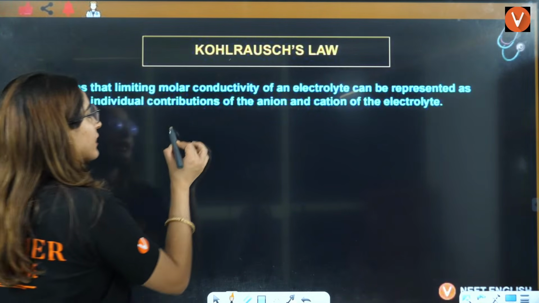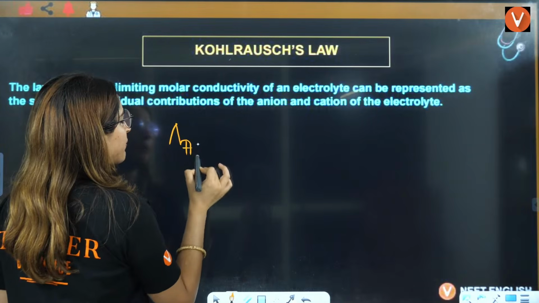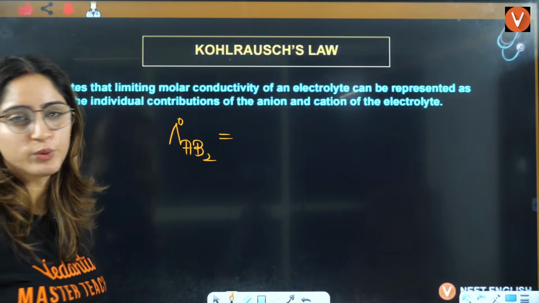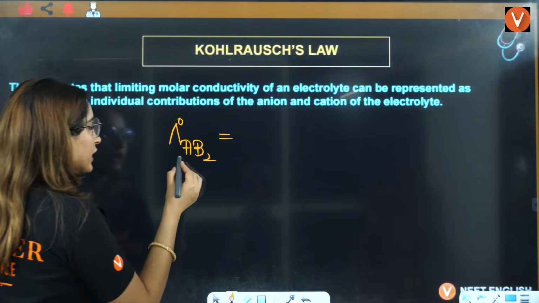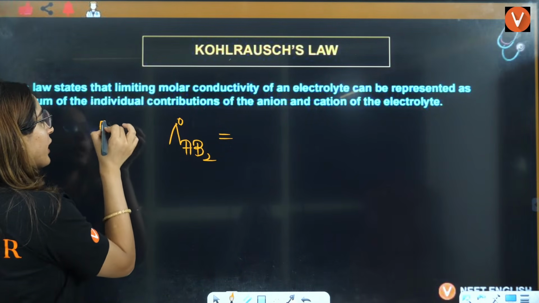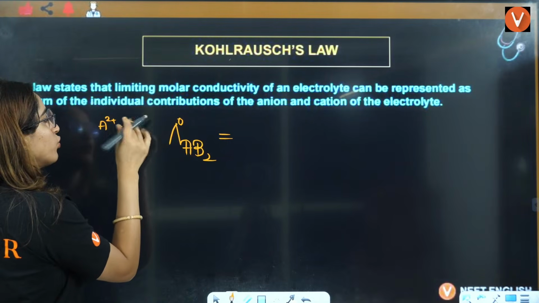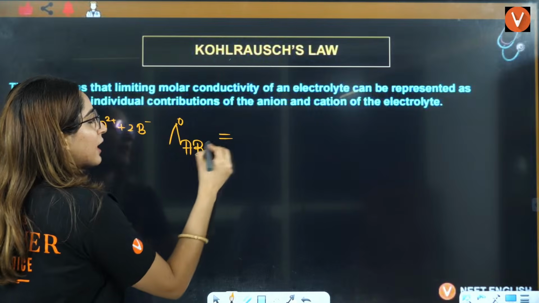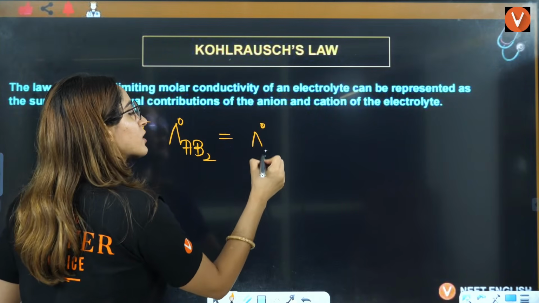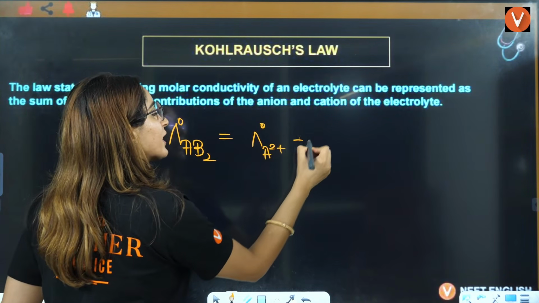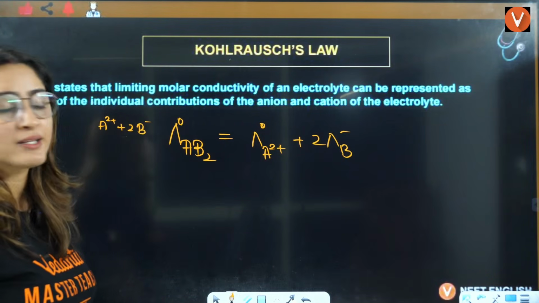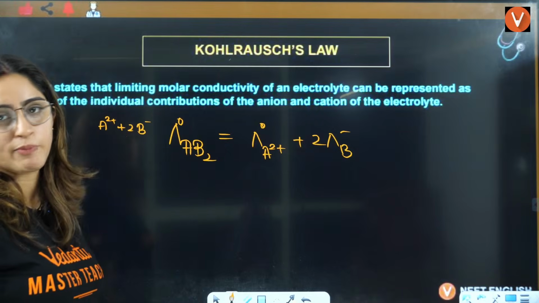It says that if, let's say, you have an AB2 kind of molecule, right? Molar conductivity, we know that this is dissociated into A2 positive plus 2B negative, right? So here the answer will be that this is equal to the limiting molar conductivity of individual cations and anions multiplied by the stoichiometry. If it is 2, it will be multiplied by 2.